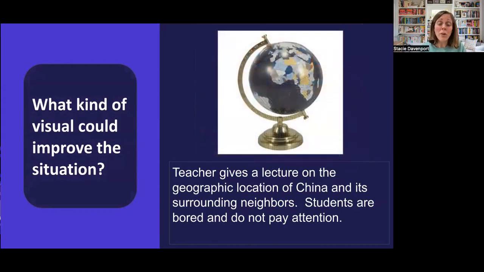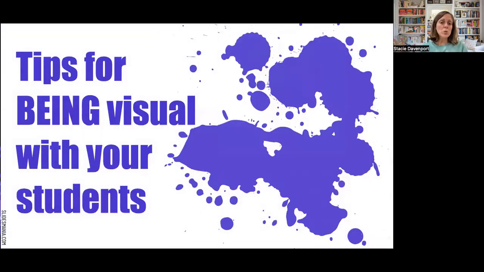You could use a globe for one. There's lots of different visuals that you could use in this situation, but one would be just to have a globe. Have you ever held up a globe in front of your students? There's something about this idea of the world and these unknown places that really ignites curiosity in our students and helps them to be more engaged in what we're talking about. So a couple tips for being visual with your students.